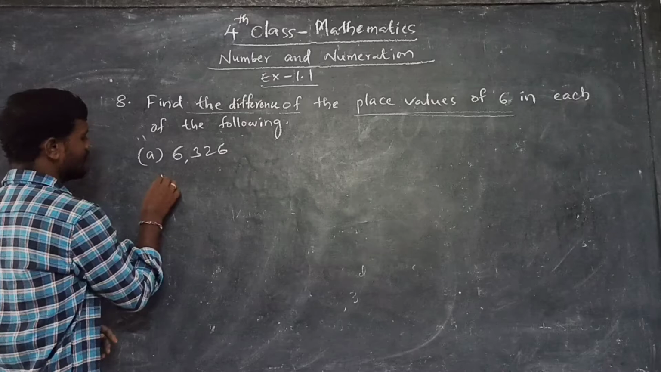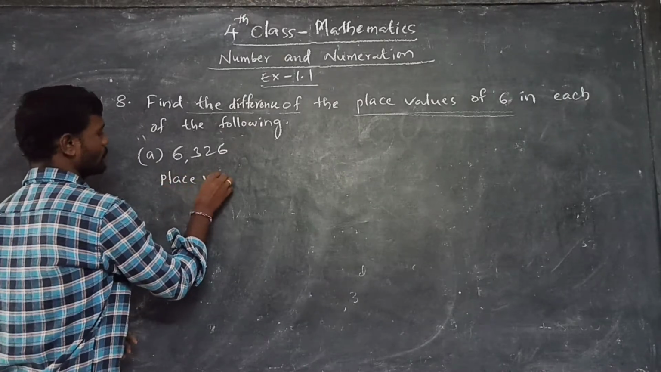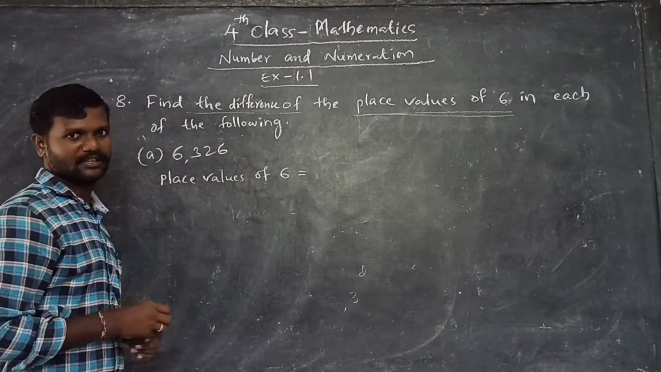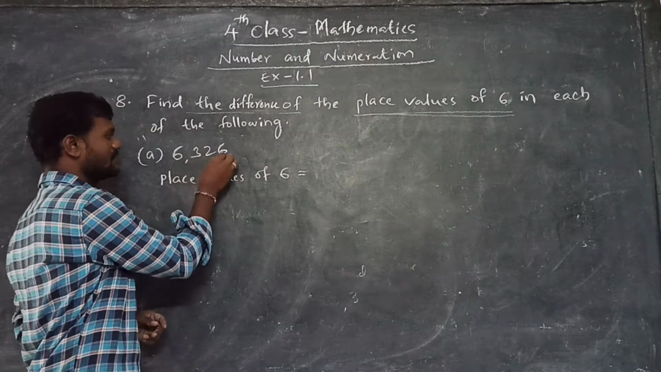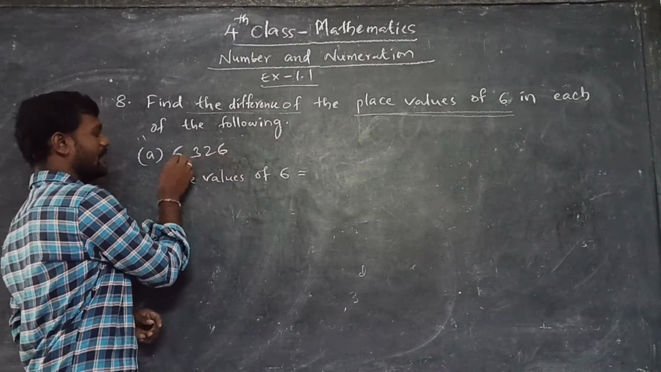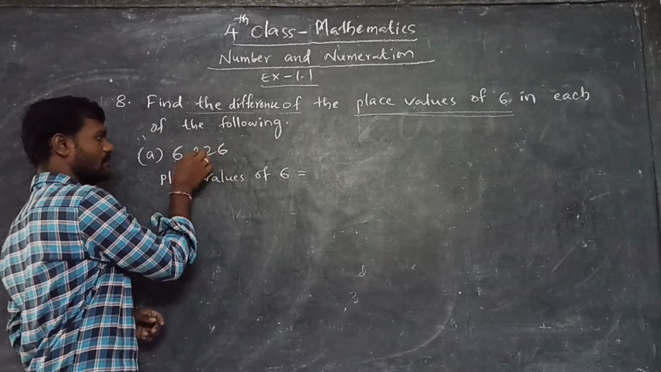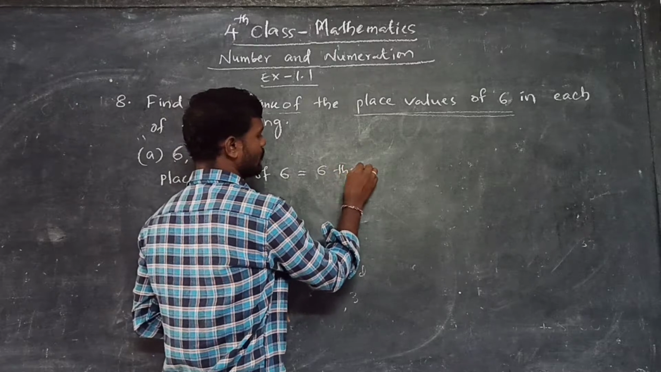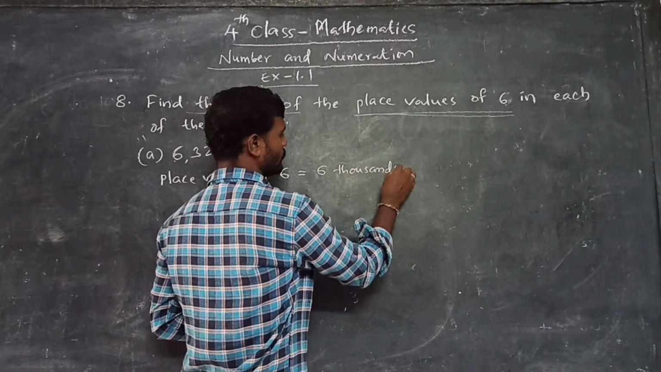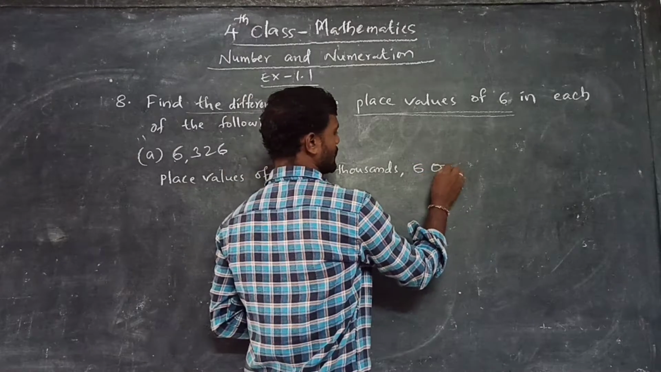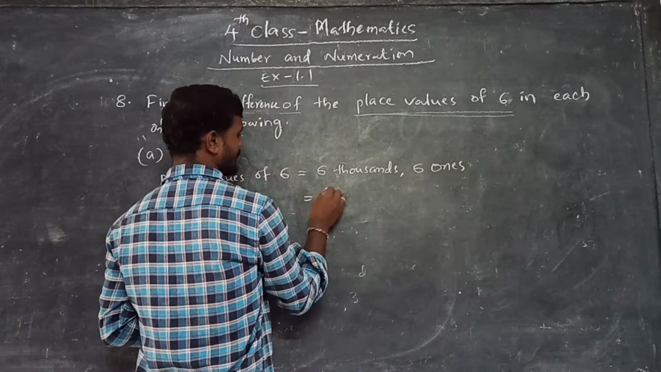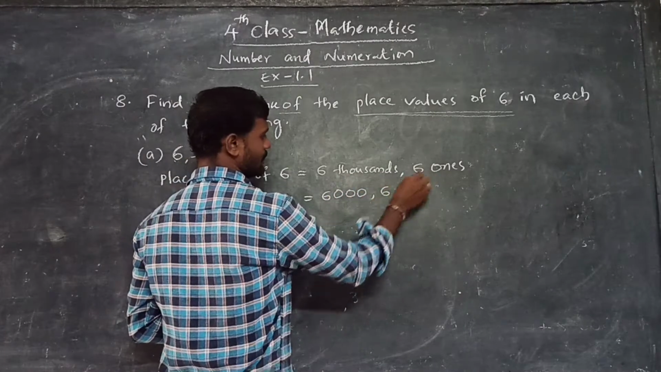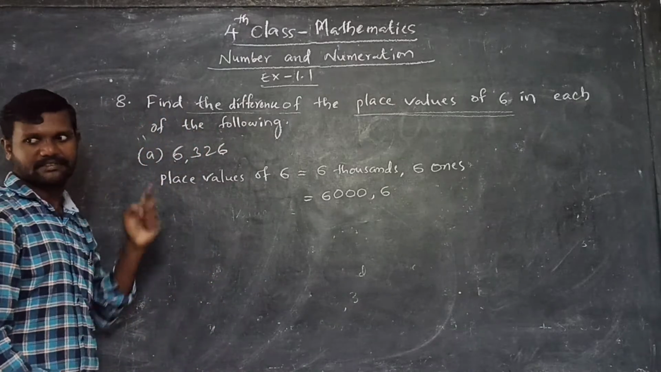So first what do we have to write? The place values of 6. What are the place values of 6 here? 6 is in which place? 6 is in the ones place, and another 6 is in which place? Thousands place. So 6 thousands. Next, another 6 is in the ones place. So 6 ones. So what can we write? 6,000, comma, another one is 6 ones, 6 only. These are the place values of 6.